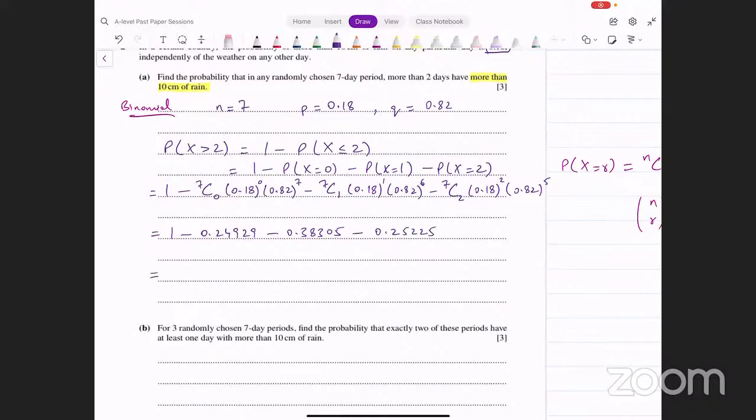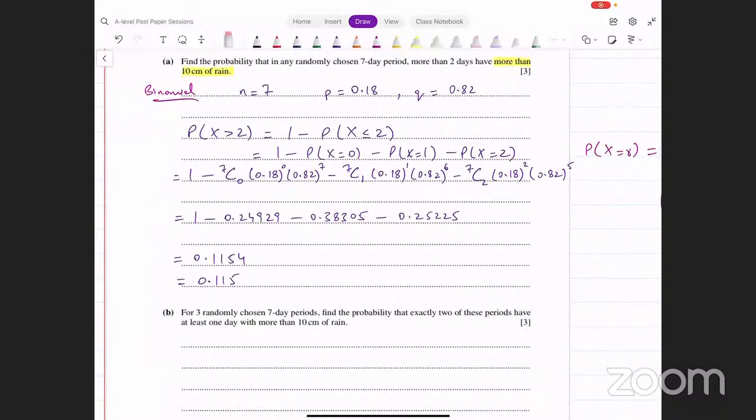Evaluate this now, you get your result. 1 minus 0.24929 minus 0.38305 minus 0.25225, and that gives me 0.1154, which when we round it off, it becomes 0.115. You can leave it like this, and that's also going to be fine. आप ज़्यादा accurate कर सकते हो, and that's going to be okay. All right, so that's the result.